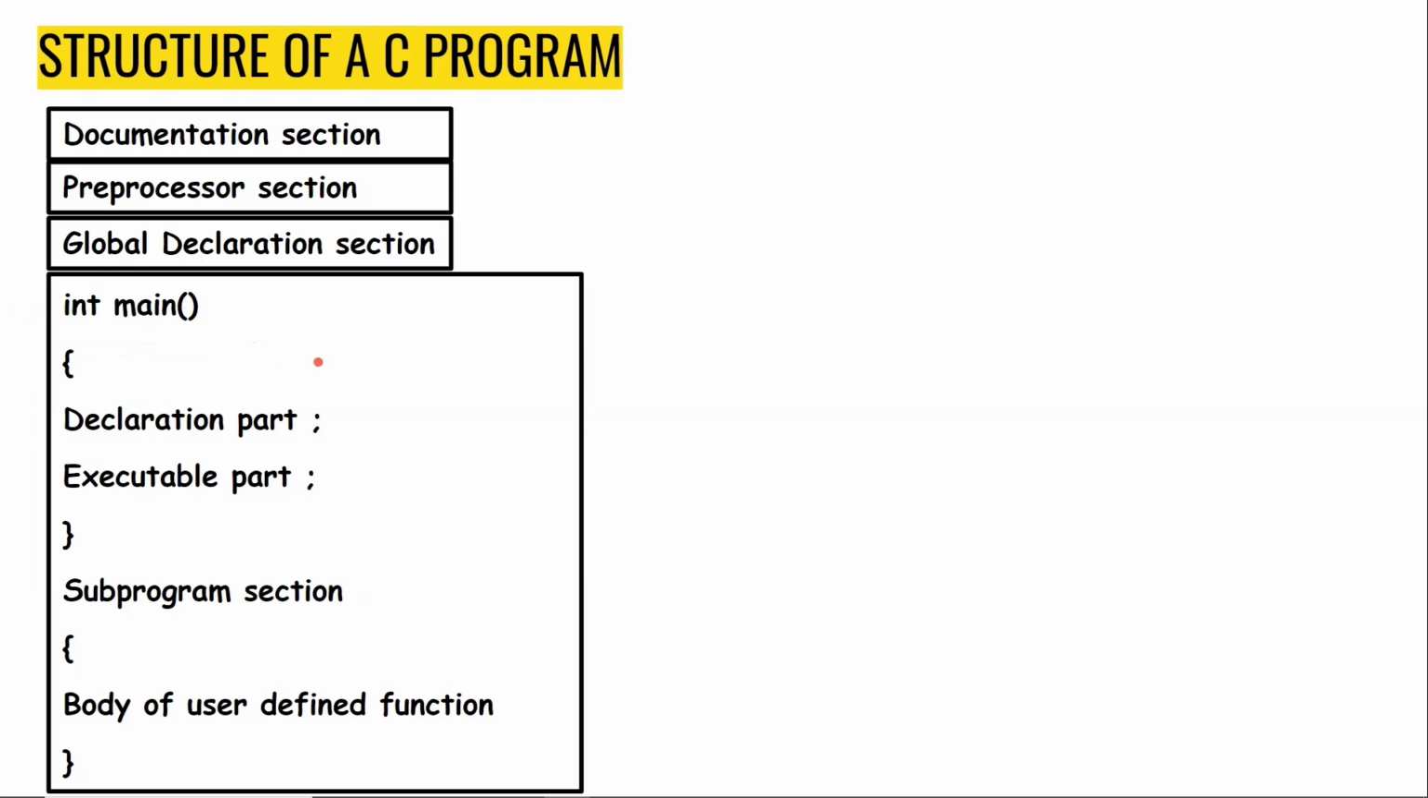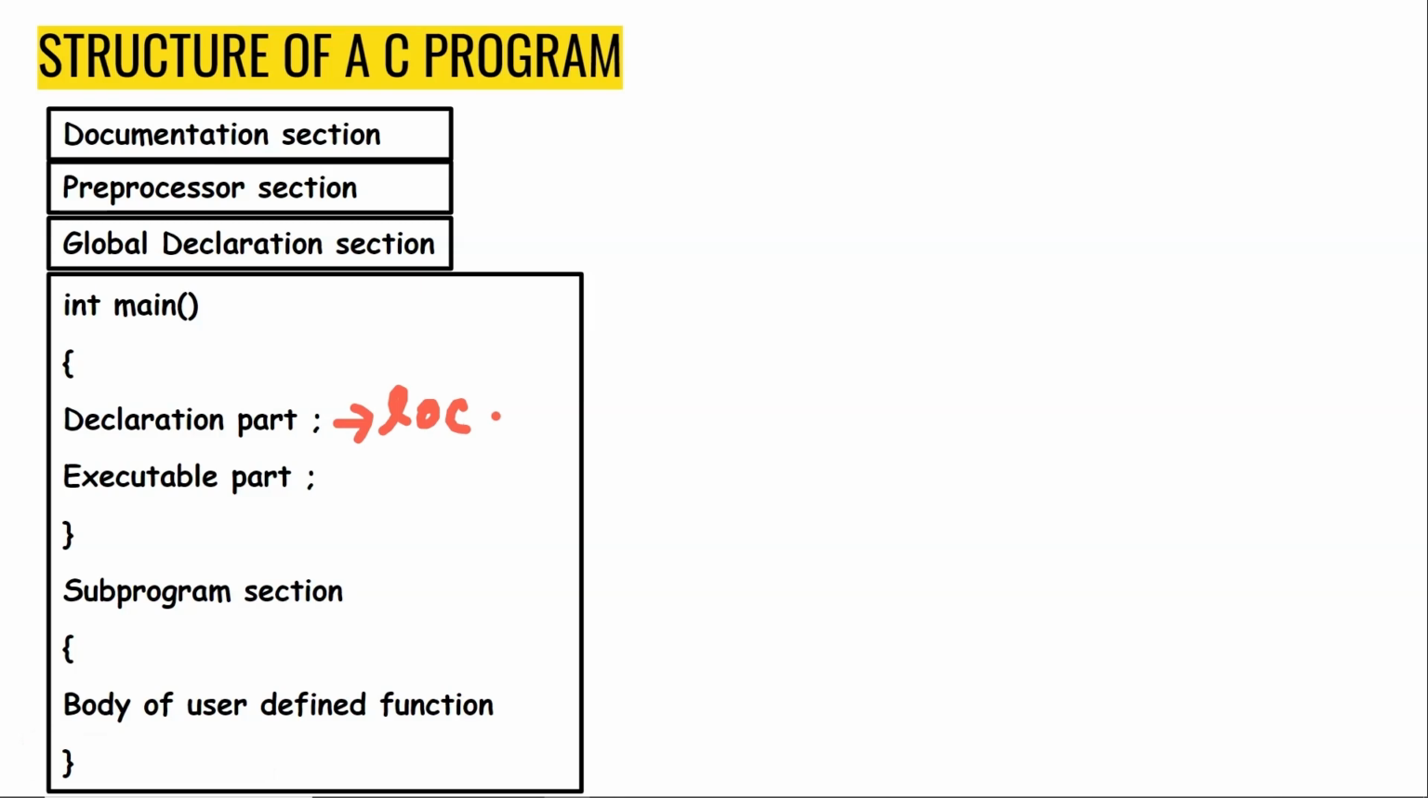Followed by the header, we have the body of the function where we have the declaration part and the executable part. The body consists of a set of statements and is enclosed within curly brackets. The set of statements are of two types, declaration as well as executable. The declaration statements are non-executable statements. Declaration parts are used to declare all the variables that are used in the executable part of the program, and these variables are called local variables.